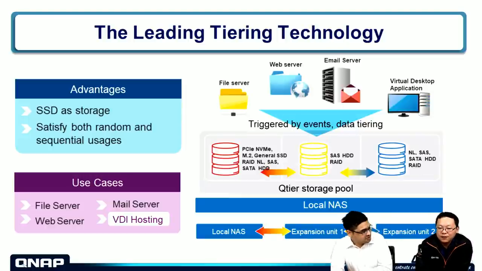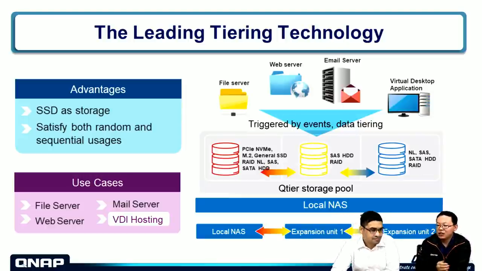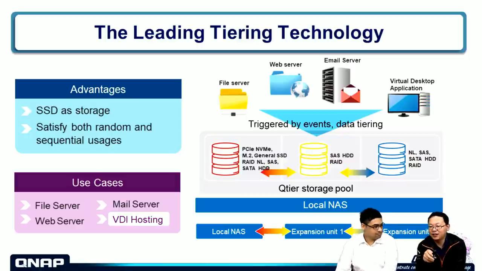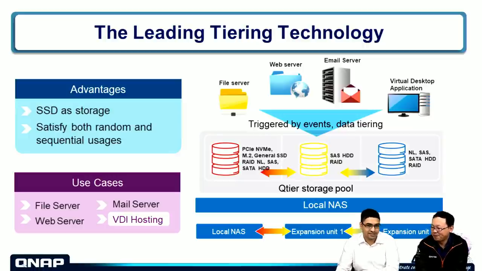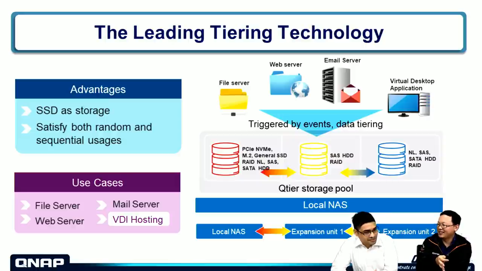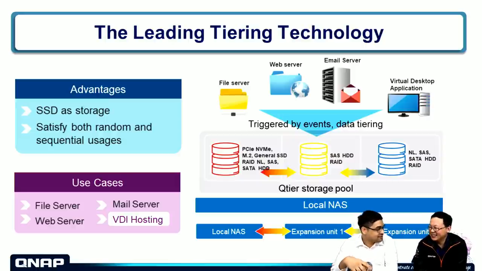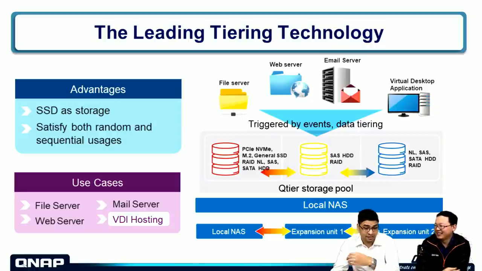So, for QNAP auto tiering technology, we find some applications are especially suitable for auto tiering technology. The first one is file server, especially where some files are very popular. Maybe database files. Yes, database servers. And like a web server, where people access those web pages frequently. And mail server, a lot of mails coming in, going out. That makes sense. Some virtual desktop applications are resource intensive, so you want better performance, faster speed.